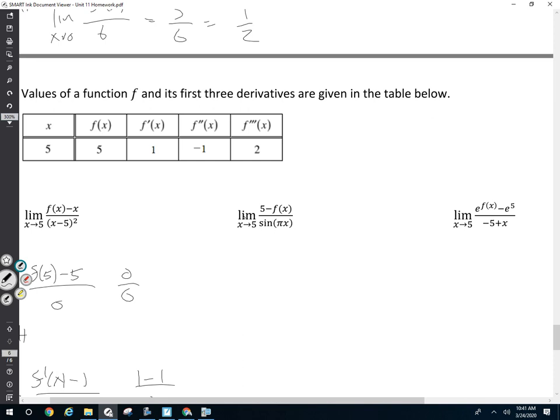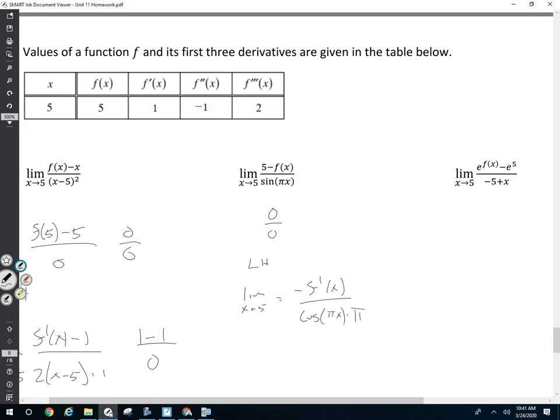Same deal here. If I plug in 5, I'll get 0 over 0. I'm going to use L'Hopital's rule. Derivative of 5 is 0. I get just negative f prime. I get cosine pi x times pi.